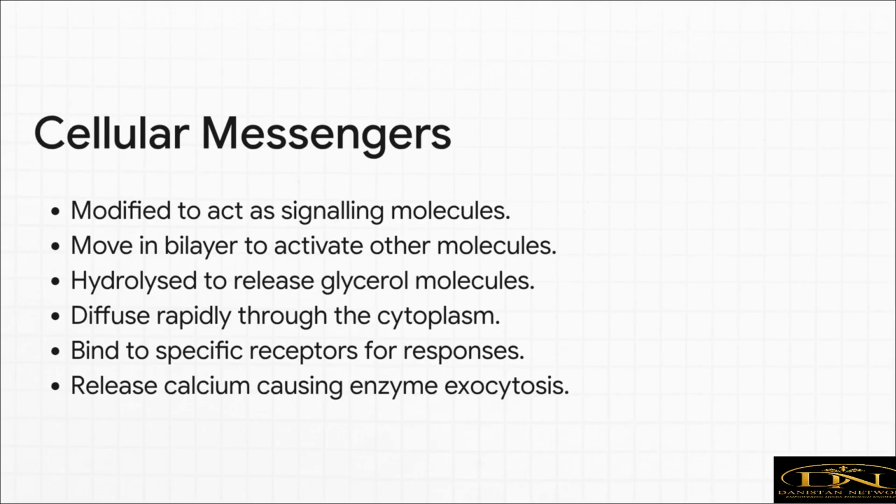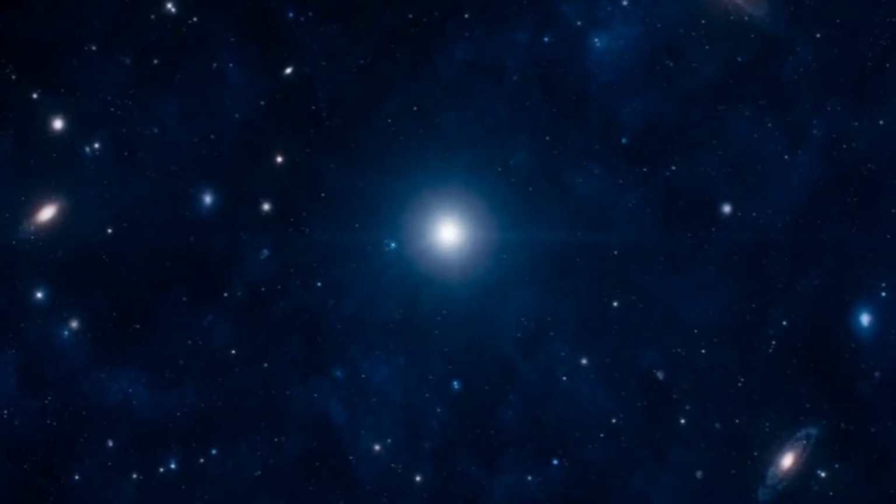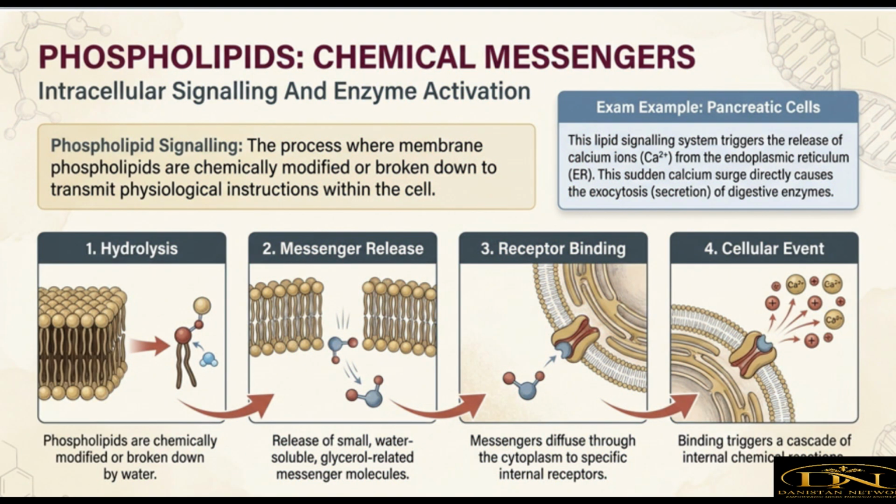A great example of this? In your pancreas, this exact system releases calcium ions from the ER, which causes the explosive exocytosis of digestive enzymes. It's just brilliant. Here are the core details regarding this topic. Review them intently as they're deemed crucial for your finals.